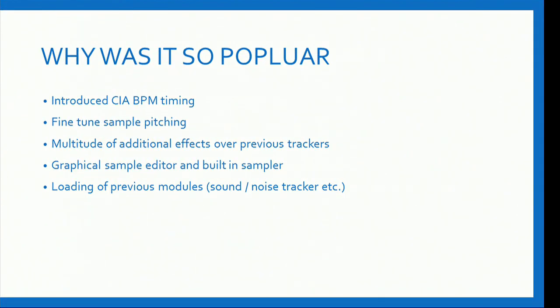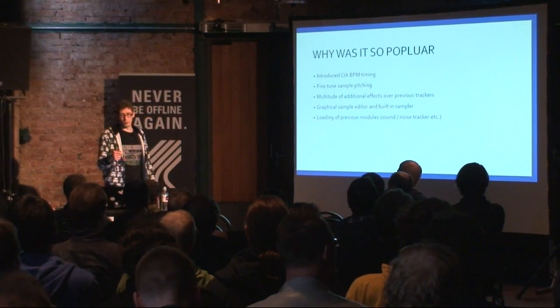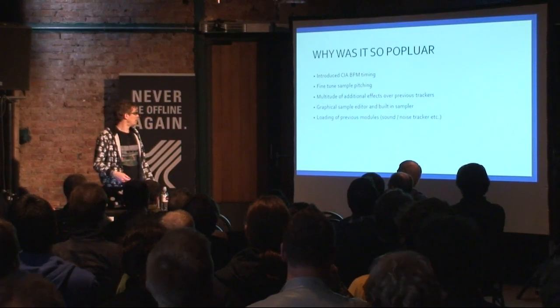So why it was so popular, when it was introduced, it obviously introduced the CIA BPM, which meant that you could change the tempo of your track to really suit the kind of music style you were doing. It also meant that people with NTSC Amigas could play chiptunes properly at last. Fine-tuned sample pitching as well meant that if you got a sample that was slightly out of tune, you could tune it up. It's great for drum samples as well, because you could get them to fit better.